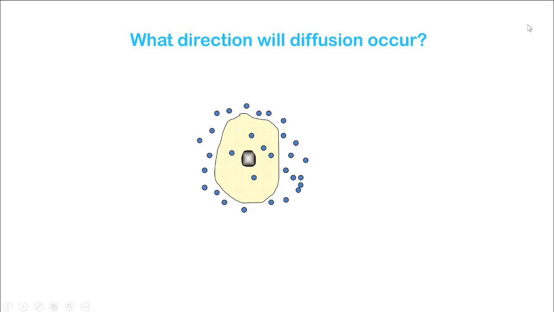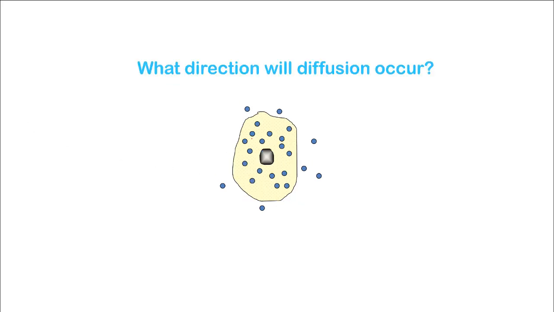So if we're looking at this, here we have just a little animal cell. Here we have some little particles. Which way is diffusion going to occur here? Remember, it's always high to low. So we're going to move from outside to inside. This one, there's a high concentration here, a low concentration here, so they diffuse outwards.